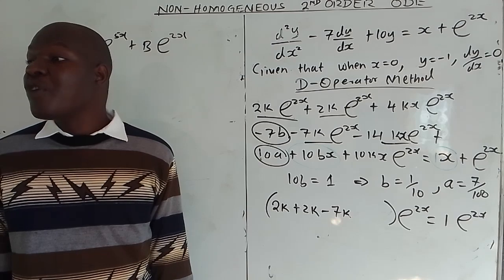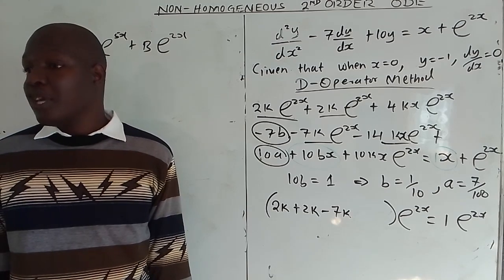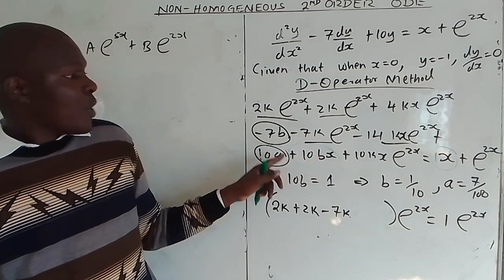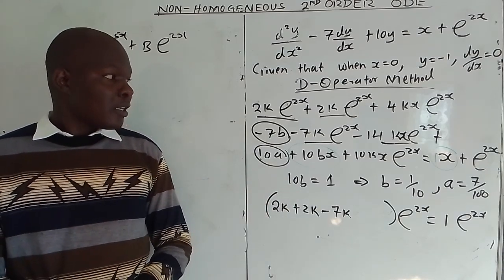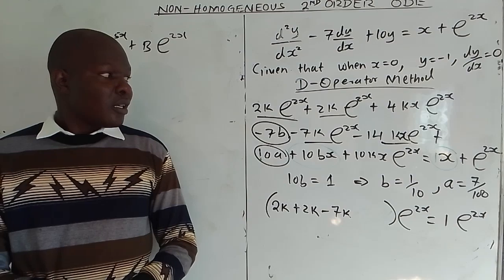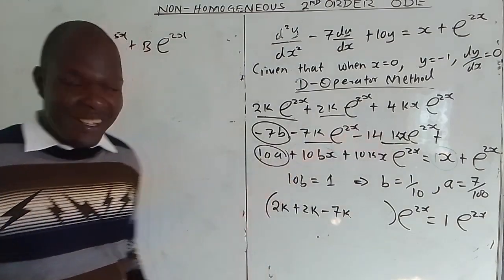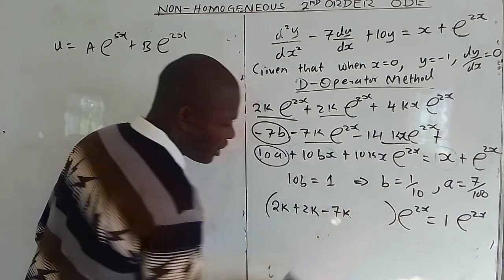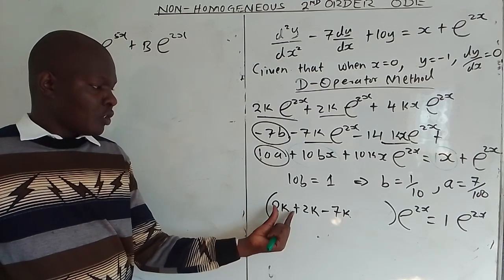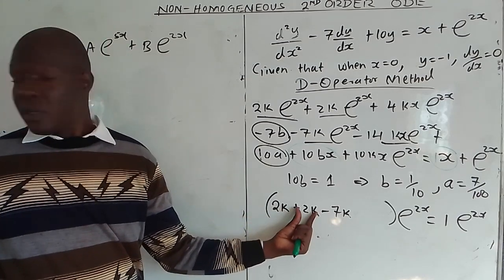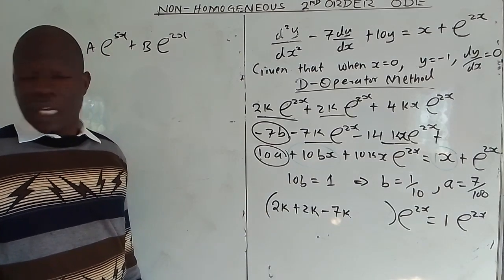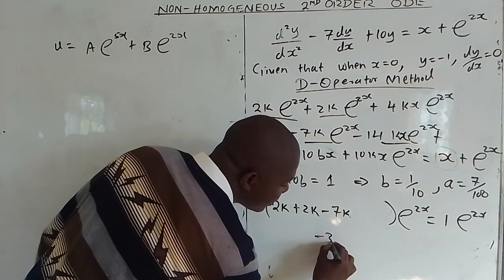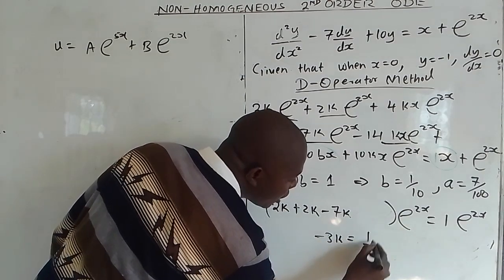It was under dv over dx. We had b plus k exponential 2x plus 2k x. Yes, it has x. So go there. So you remove it here, isn't it? So what do we have? 2k plus 2k is 4k. 4k minus 7k, negative 3k. So we'll have negative 3k to be equal to 1.